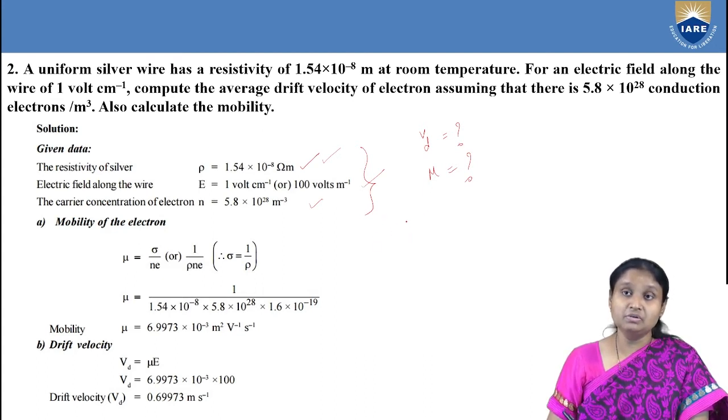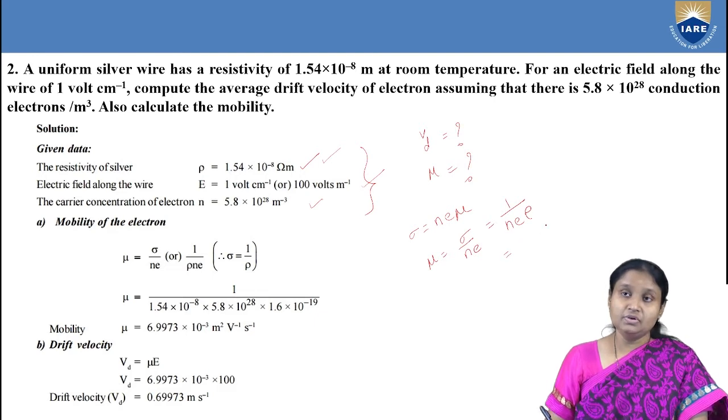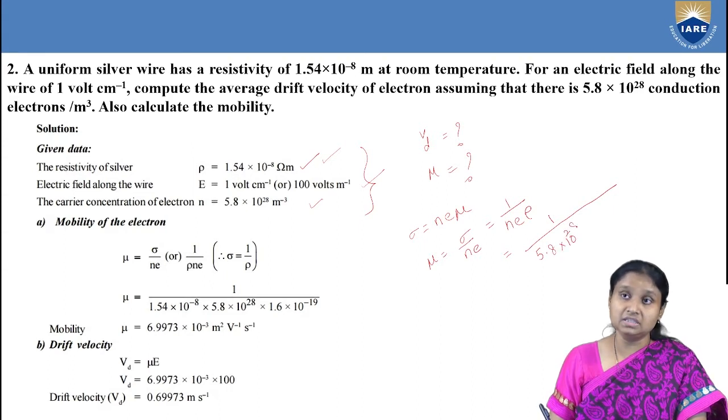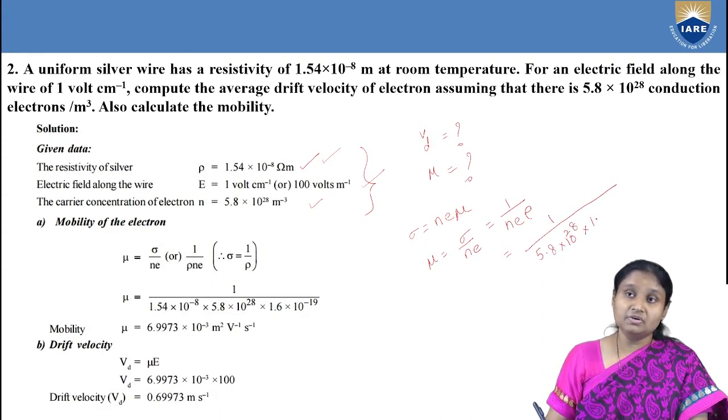For that we'll make use of the expression where conductivity is given as N e mu, and from this mobility is given as sigma by N e. This can also be written as 1 by N e rho, where rho is resistivity. And here we know the value of carrier concentration, which is 5.8 into 10 to the power of 28, into the charge of electron, 1.6 into 10 power of minus 19. And what is the value of resistivity given?